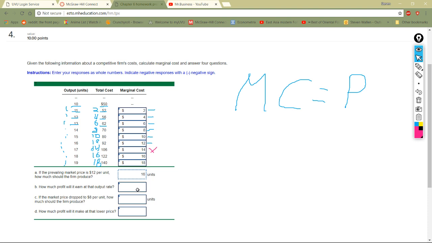Now, what do we have here? How much profit will it earn at that output rate? So, how do we figure out profit? Total cost is 92, right? That's our total cost, 92. Our total profit's going to be the amount of units, which is 16, times the price, which the price they said was 12.